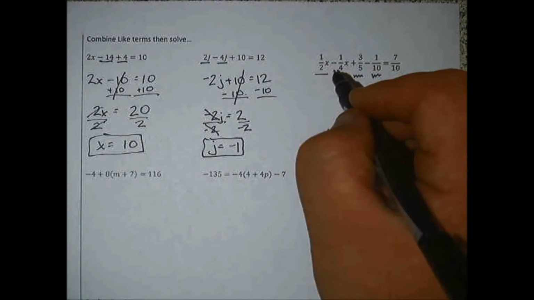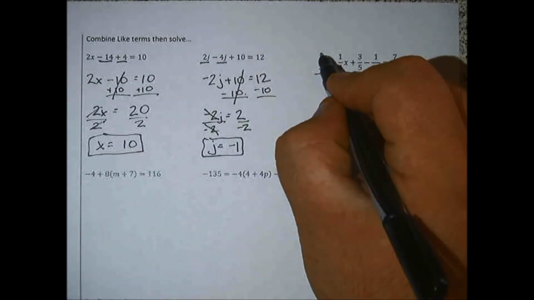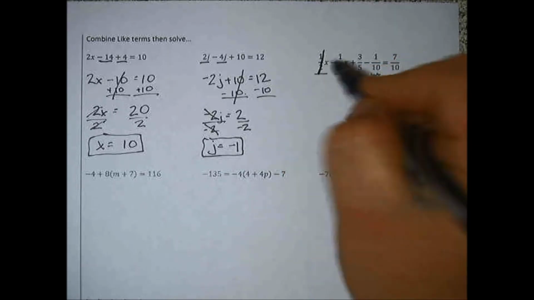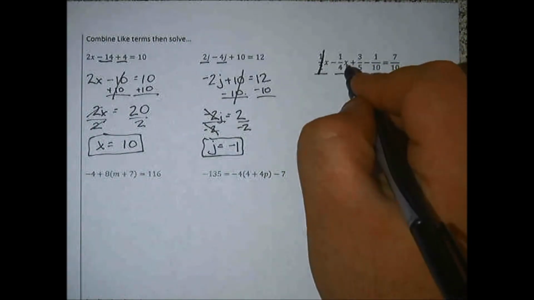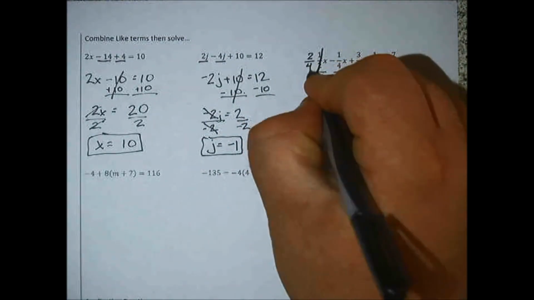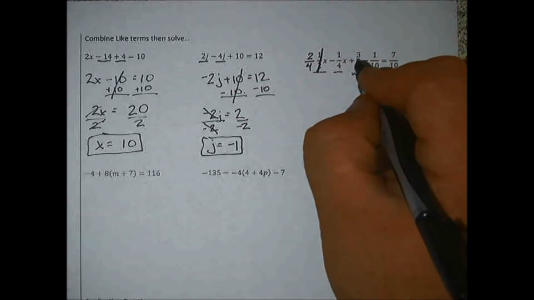So I notice with my x terms, I have a half and a fourth. Instead of making a new step, I'm going to get common denominators right here. So instead of 1/2, I'm going to look at that as 2/4. Because remember, to add or subtract fractions, you need common denominators.